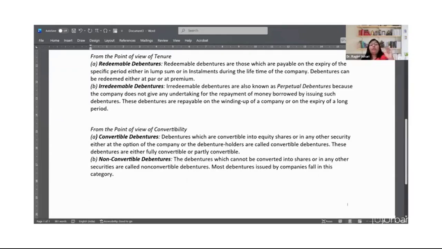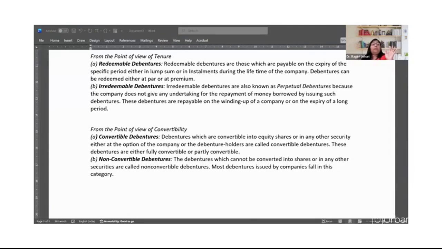Most debentures issued by companies fall in the category of non-convertible debentures. One more thing to note is that if a debenture is convertible and the debenture holder or the company desires conversion, then they will be converted only into equity shares and not into preference shares.